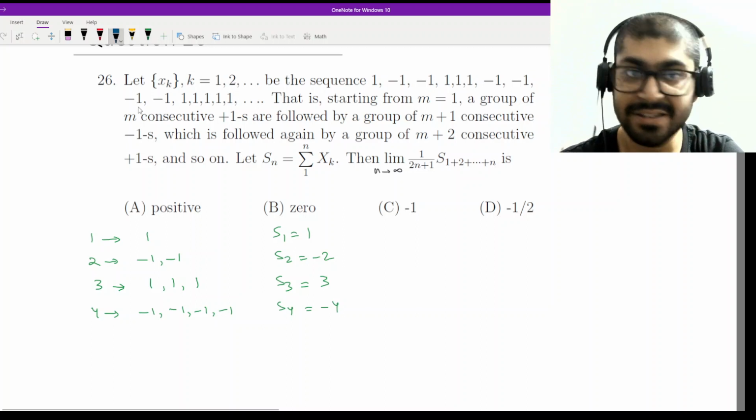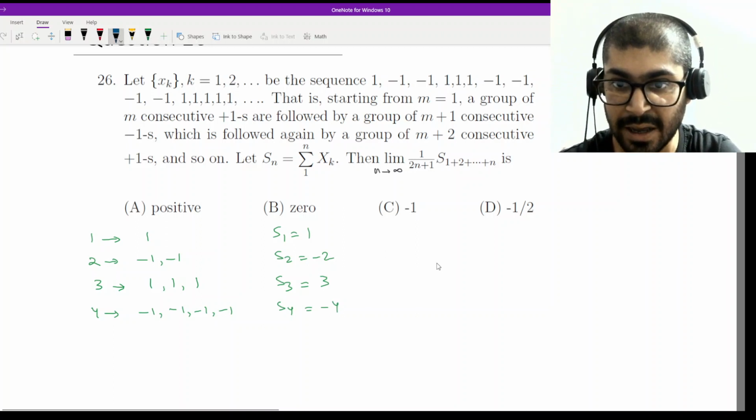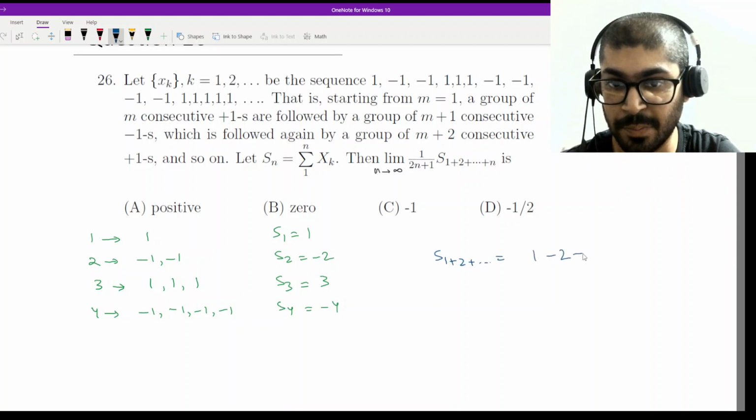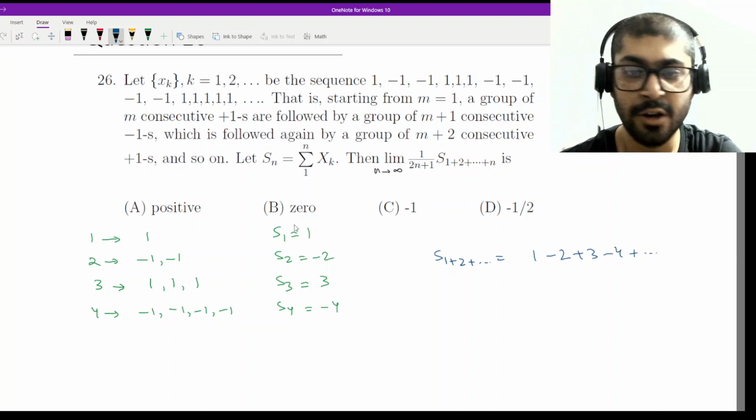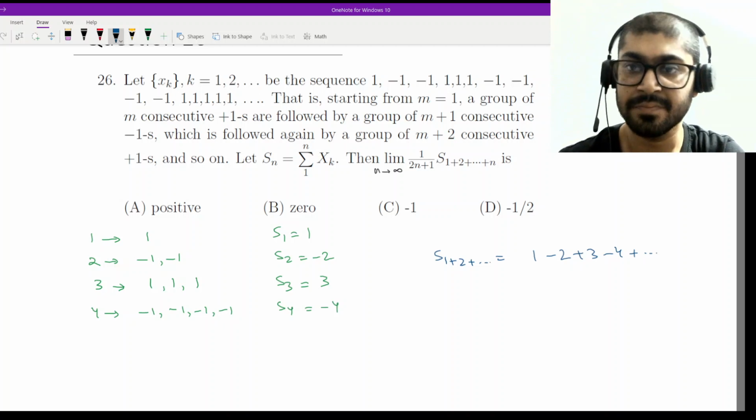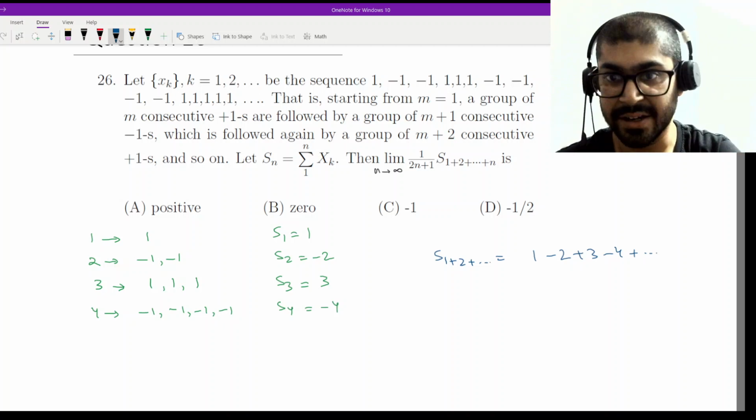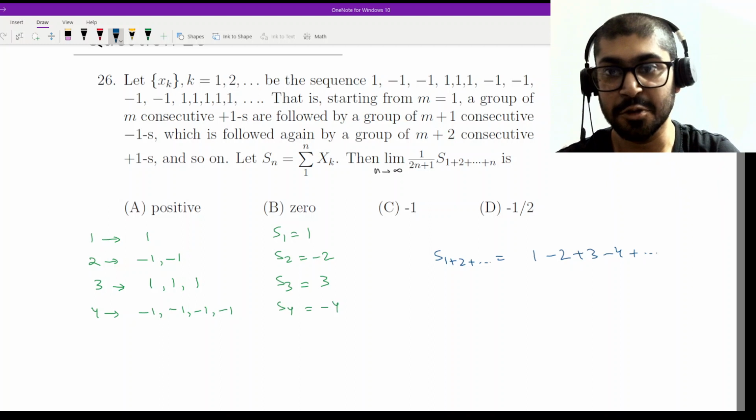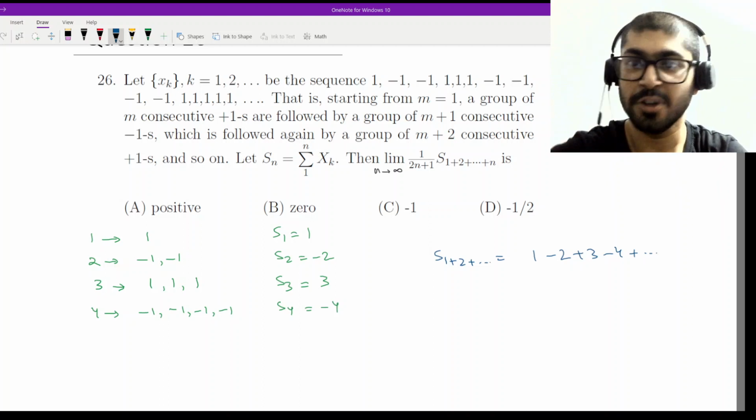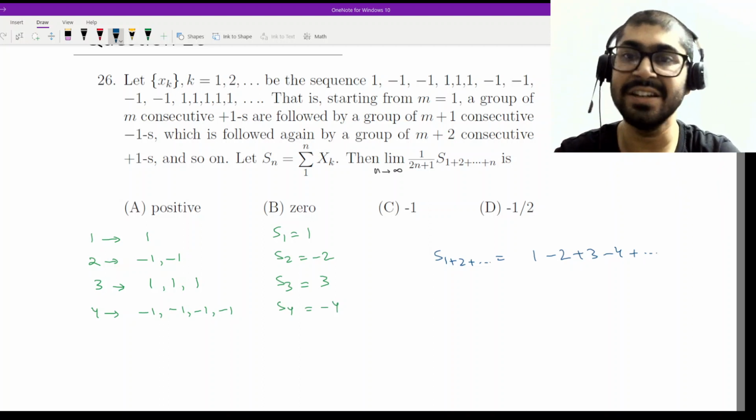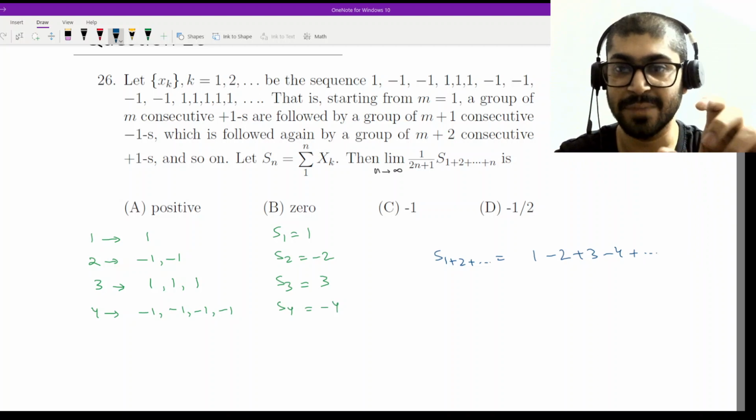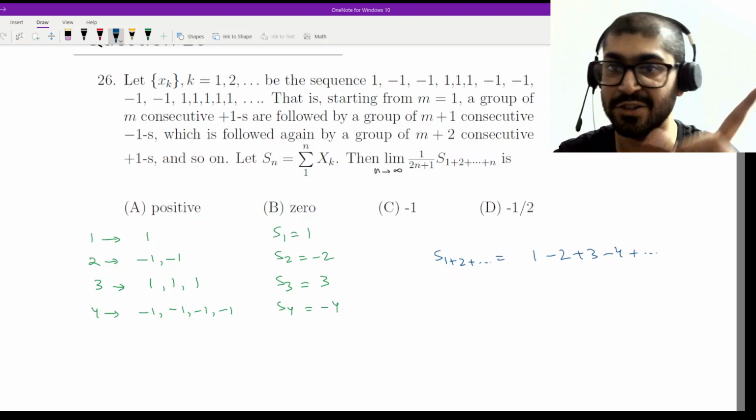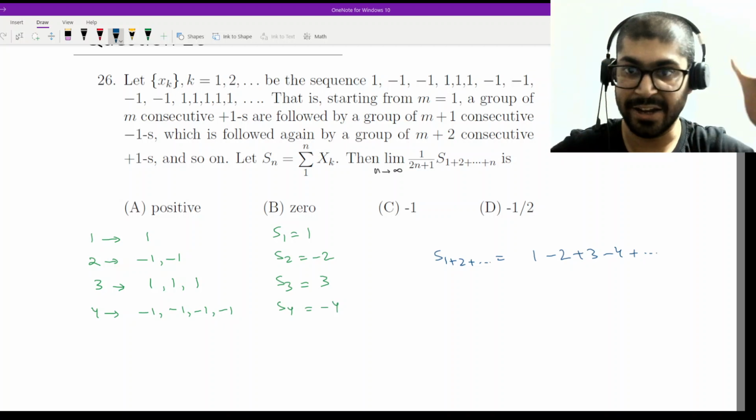So basically this sequence turns into, if I add s1, s2, s3 and so on, 1 minus 2 plus 3 minus 4 and so on. You can see that this will increase, right? It depends on whether you stop at the positive value or the negative value. So 1 minus 2 is minus 1, minus 1 plus 3 will be 2, 2 minus 4 will be minus 2. It will start oscillating, right?